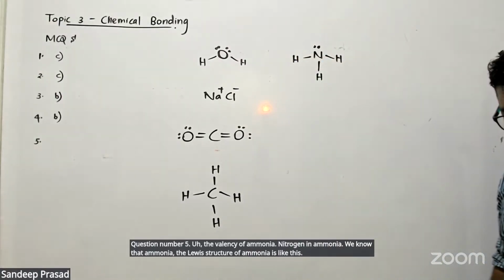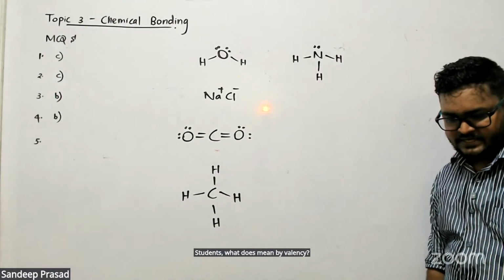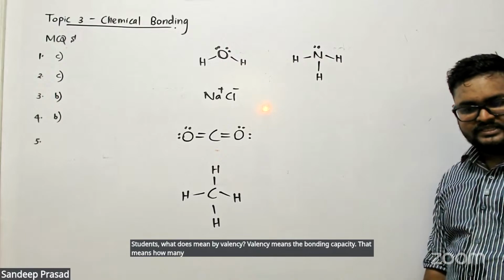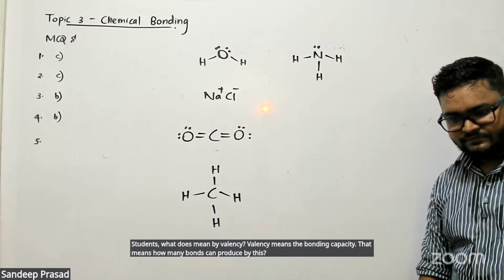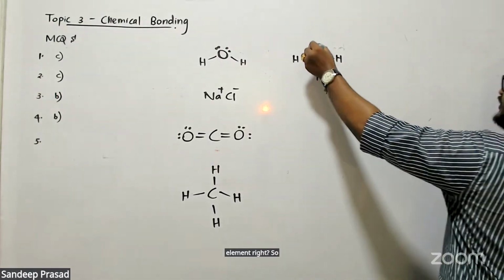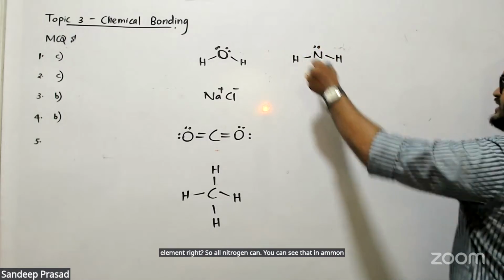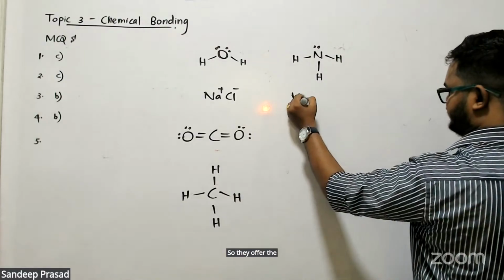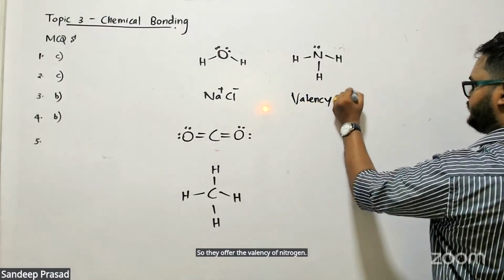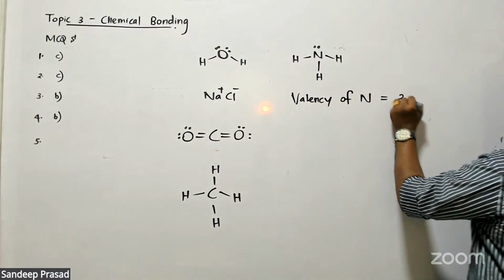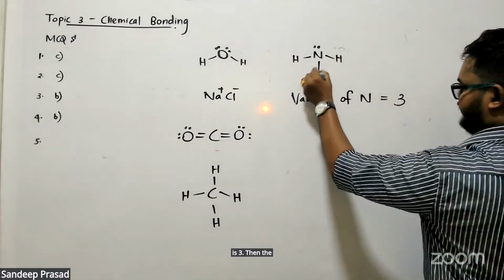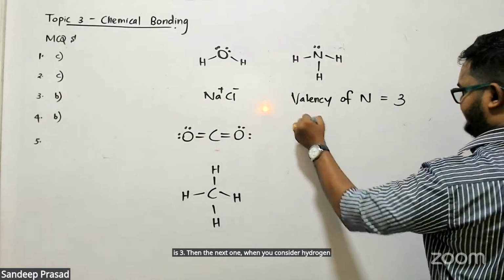Students, what does it mean by valency? Valency means the bonding capacity. That means how many bonds can be produced by this element, right? So you can see that in the ammonia molecule, nitrogen can produce 3 bonds. So therefore the valency of nitrogen is 3. Then the next one, when you consider hydrogen, what is the valency of hydrogen?